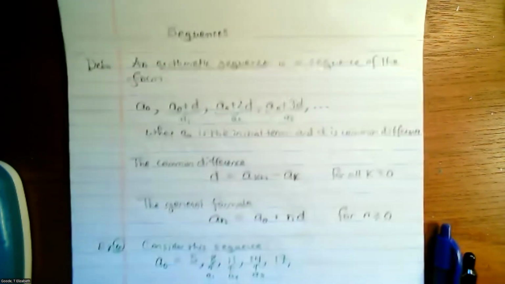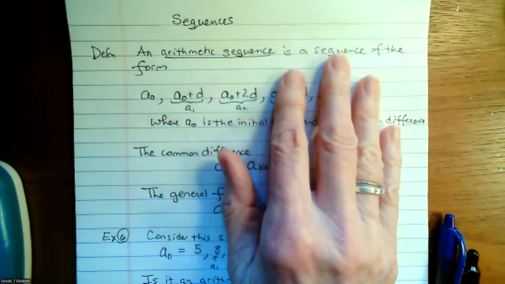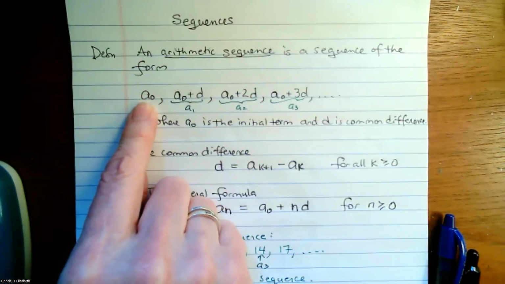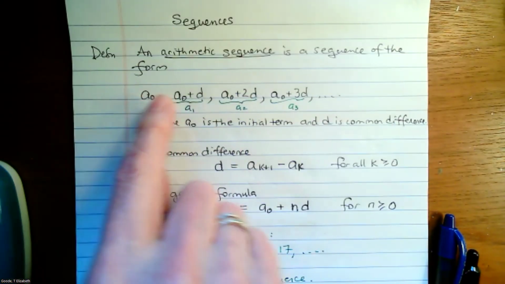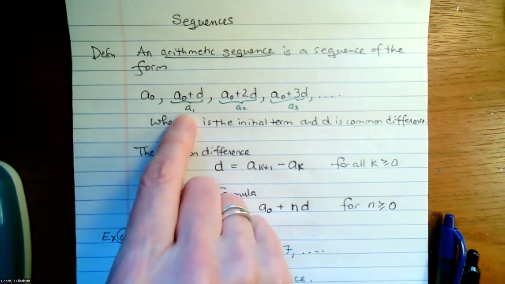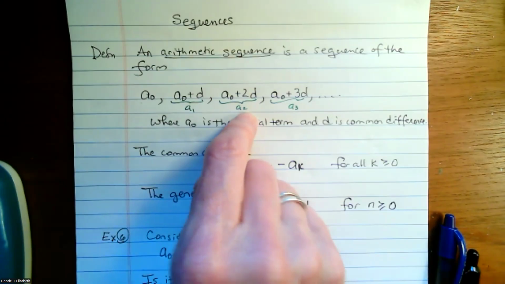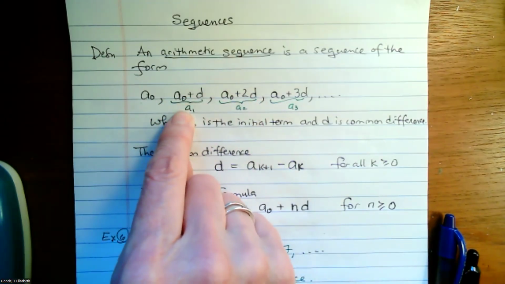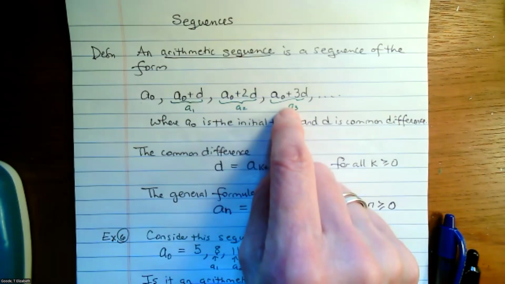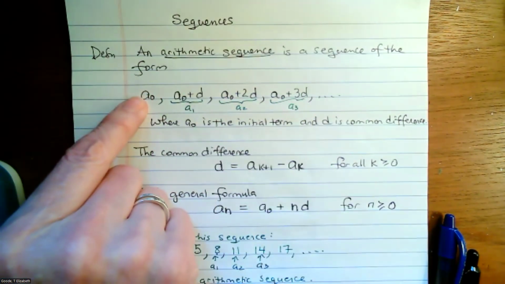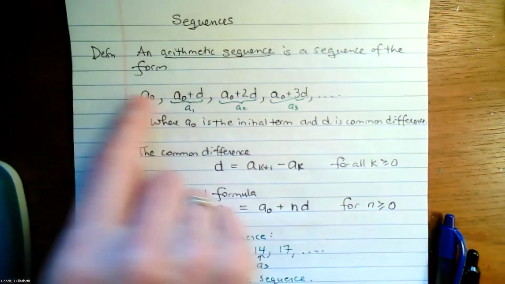So Noah was asking about sequences. Here's our definition of an arithmetic sequence. It's got this special form where you have an initial term, A naught, but then the next term you get by taking A naught and adding D. Well, the next term you get by taking A naught and adding 2D, which is the same thing as taking A1 and adding D. And you get A3 from A2 by adding another copy of D, which is a grand total of adding 3 copies of D to A naught.